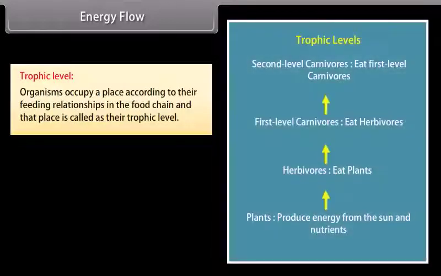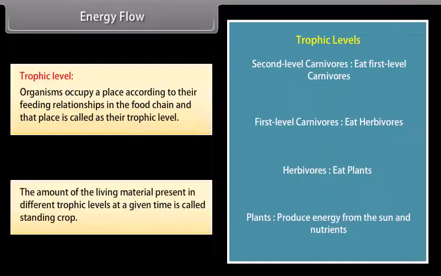Energy flow, trophic level. Organisms occupy a place according to their feeding relationships in the food chain, and that place is called their trophic level. Plants that produce energy from the sun and nutrients are the first trophic level. After that, herbivores that eat plants are at the second trophic level. At the third level, first level carnivores are present because they eat herbivores. At the fourth level, second level carnivores are present because they eat first level carnivores.